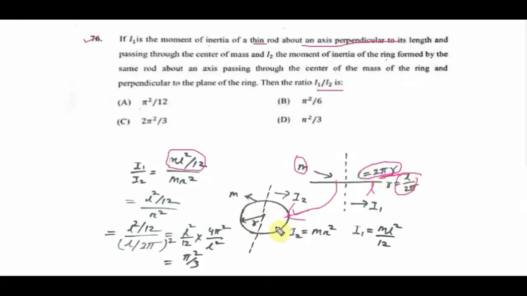So the moment of inertia of this ring is mr square. So m cancels, and it is L square by 12 by r square. By putting the value of r as L by 2 pi, we have L square by 12 divided by L by 2 pi, squared, that equal to L square by 12 into 4 pi square by L square, that equal to pi square by 3. So the correct option is option D, that is pi square by 3.